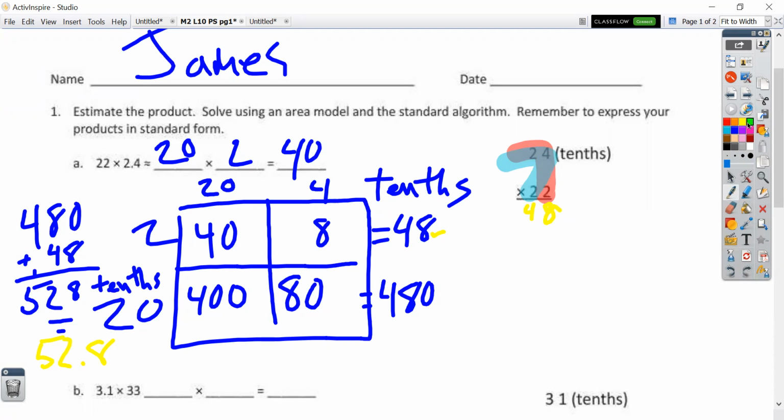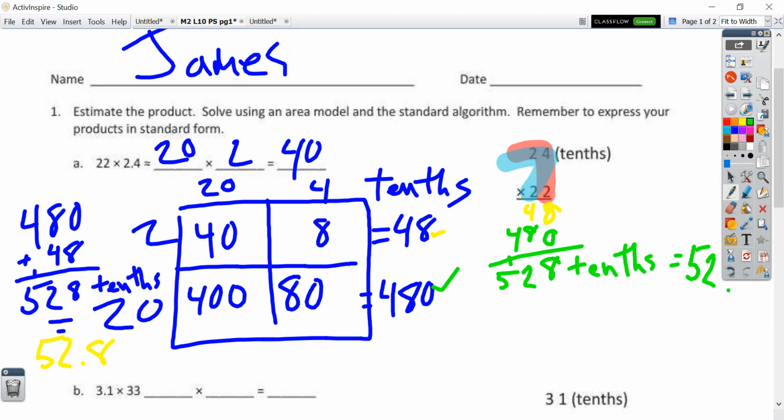The next part is when we do 2 tens times the top number. So now that we've moved into the tens place, we can go ahead and represent that with a 0. 2 times 4 is 8. 2 times 2 is 4. 480, that's the same partial product in my area model. 8, 12, 5. So that's 528 tenths. And we can convert that back to standard form as 52 and 8 tenths.